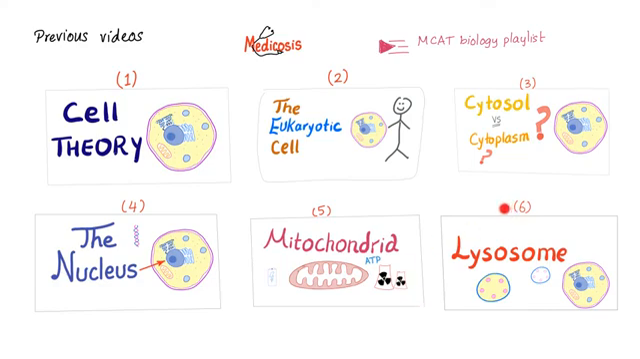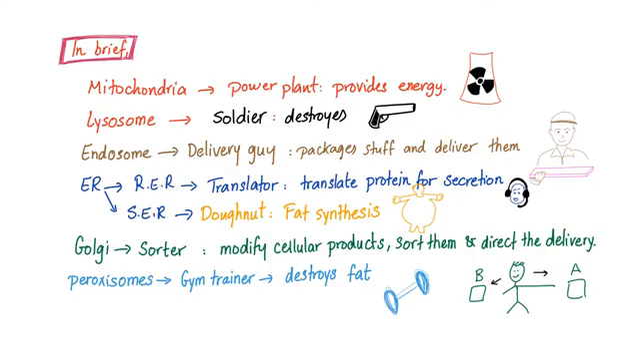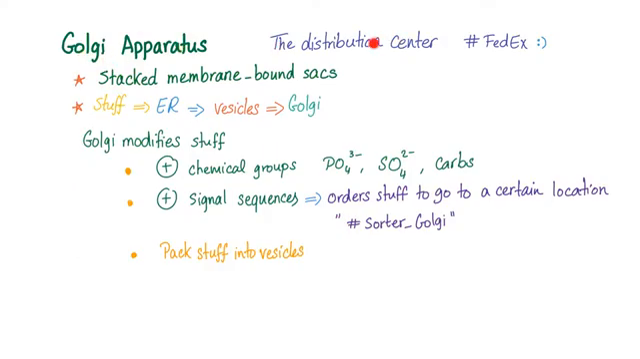Also, I've talked about number 7, the endoplasmic reticulum. Again, mitochondria, powerhouse. Lysosome is the soldier. Endosome, the delivery guy. Rough endoplasmic reticulum: translator, yes. CPU, yes. Uber, yes. SER is the donut. Golgi: today's topic is the sorter. It modifies cellular products, sorts them, and directs the delivery. Peroxisomes are the gym trainers. Golgi apparatus, the distribution center.